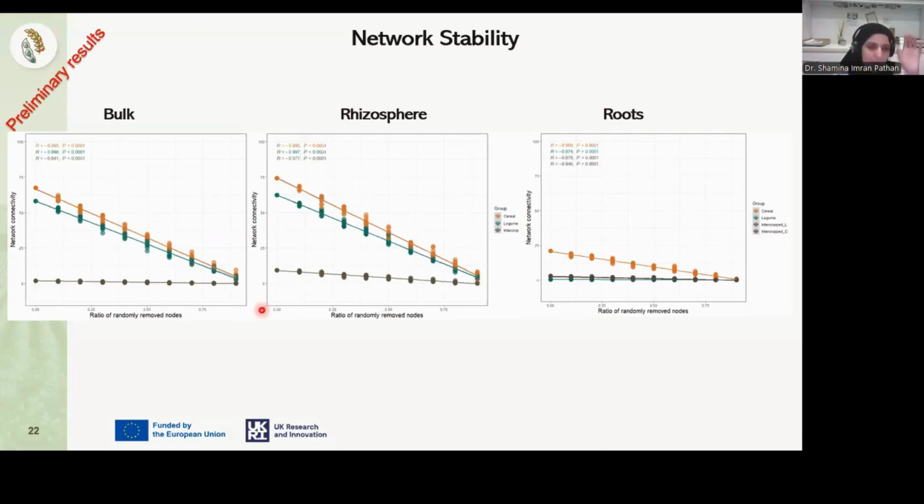So what I'm trying to say is that if there is a stress condition, the networks, the interactions, or the microbial community present in the intercropping can become tolerant or resistant to this stress. So they can be more stable under stress conditions. This is what we are assuming from our results.